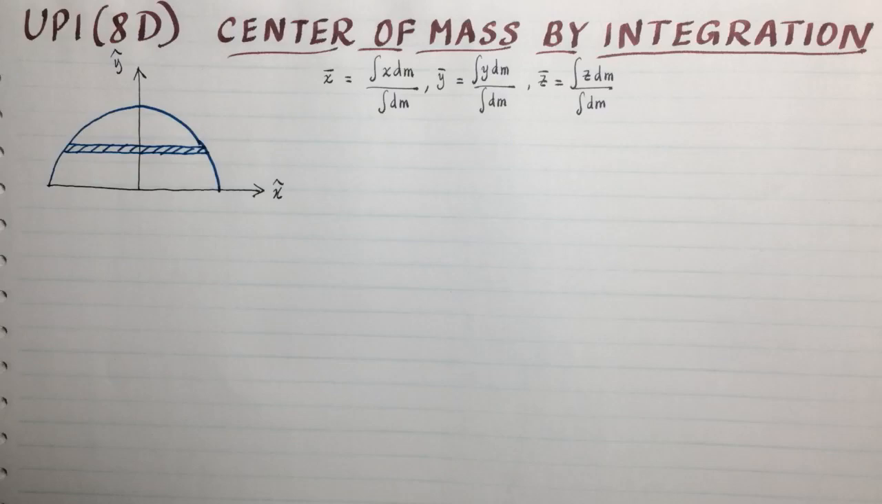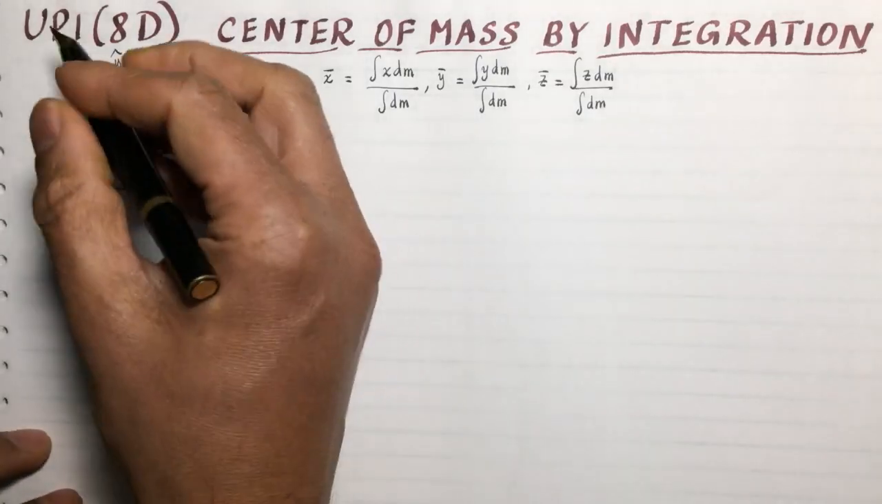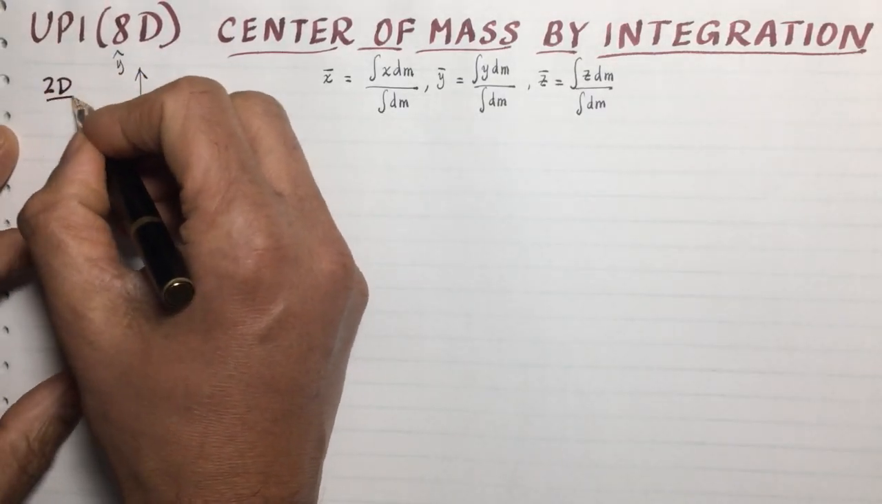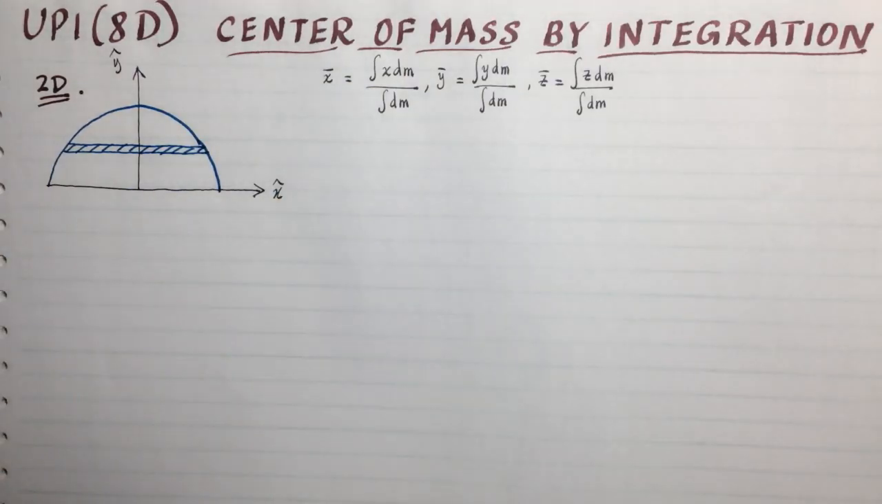So this is a 2D object. We'll do one 2D example and one 3D example. In a subsequent video, next week, I'll have a one-dimensional example where the mass changes with length. Those are called variable mass densities. Here we're going to look at uniform mass density.